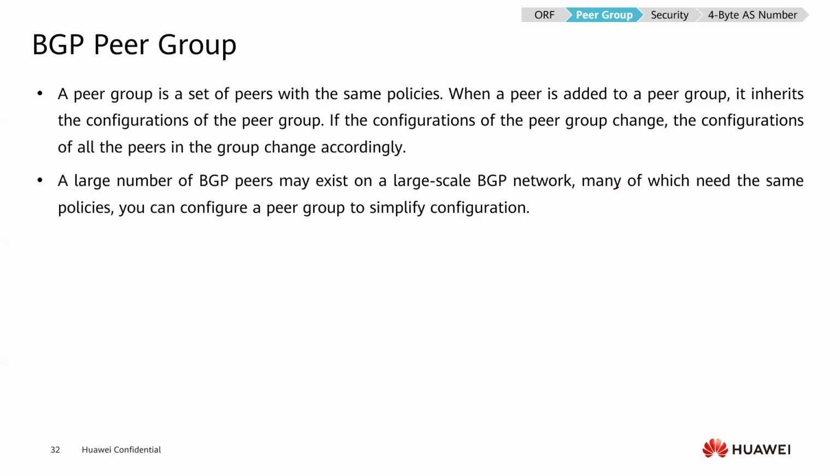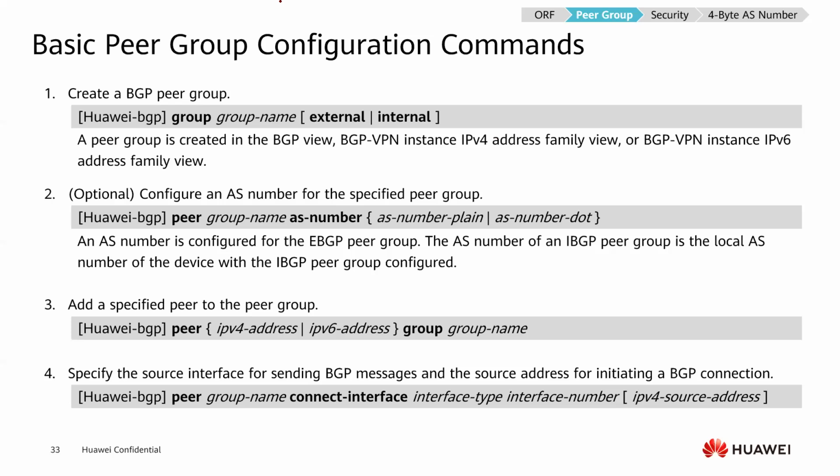And the next is the BGP peer group. A BGP peer group just sets up a group for some neighbors, some peers that have the same policies. And for this group, you can use not a specific neighbor, you can use a peer group to do some BGP configuration. First, you can create a BGP peer group. And second, you can configure the AS number for it, just like establishing the neighbor relationship.